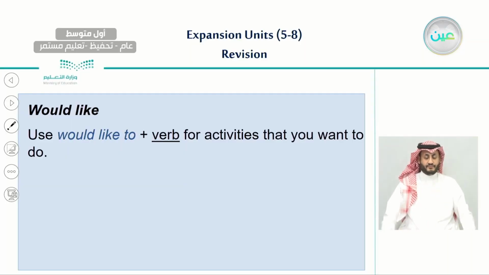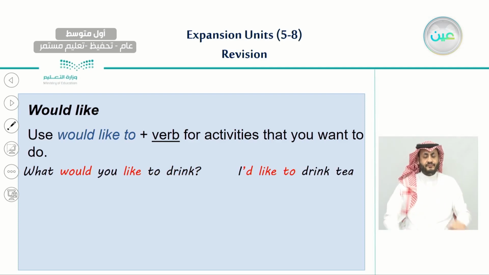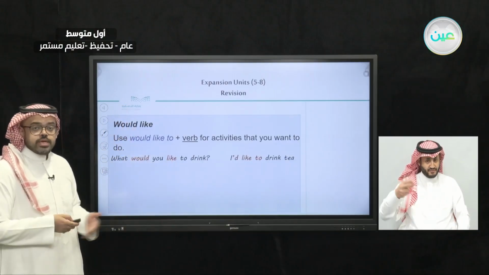The same also goes if we use would like to, followed by a verb. We can say, what would you like to drink? So here, after would like to, we added a verb. And we have mentioned that the answer would be, I would like to drink tea. This is a double H question, or information question.